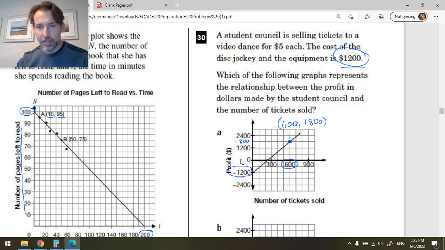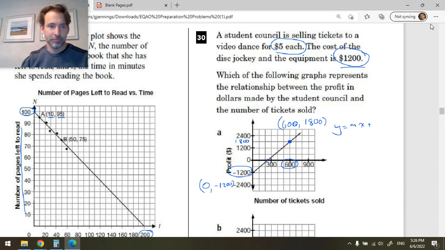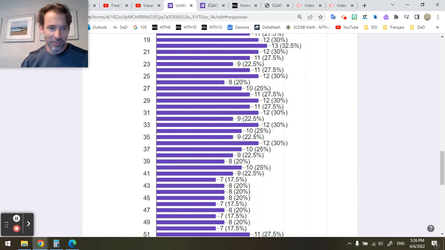They started at 0 tickets sold and negative $1,200. We know that they should be profiting $5 for each ticket. Let's see if this would give $5 profit per ticket. So they've sold 600 tickets. This is how we would do it. We would say Y is equal to, I don't know how much they're selling each ticket for, times X plus, well, actually, it's not plus. My goodness. So let me get this set up for us in a second here.